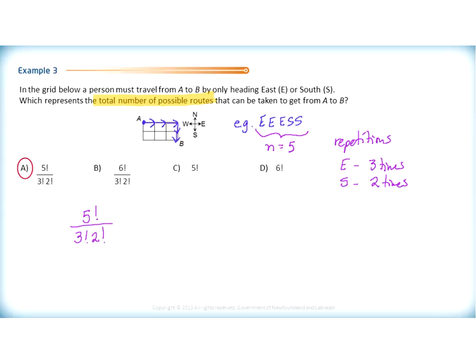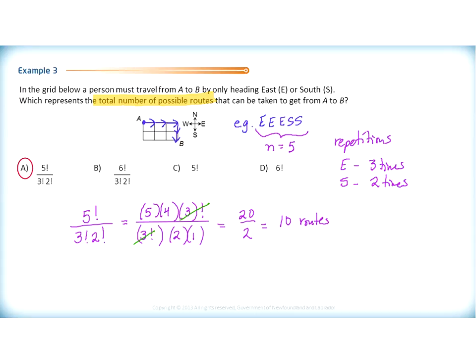In actual fact, we can continue to compute this. 5 factorial is equal to 5 times 4 times 3 factorial. And we can stop there because there's a 3 factorial in your denominator. So we have 3 factorial multiplied by 2 multiplied by 1. Notice again that the 3 factorials here will cancel. And then on top we are left with 5 times 4, which is equal to 20, divided by 2. So we have a total of 10 possible routes that we can use to get from A to B.